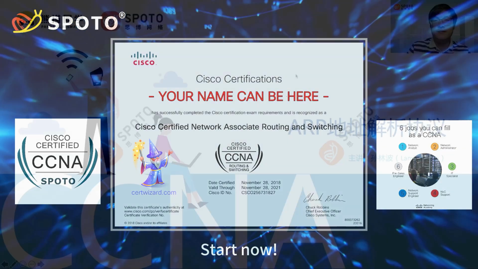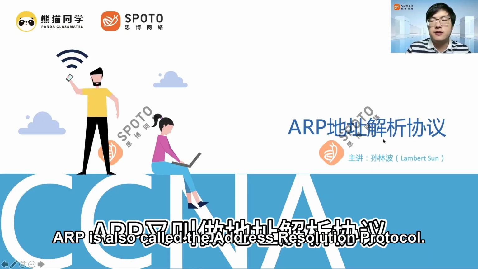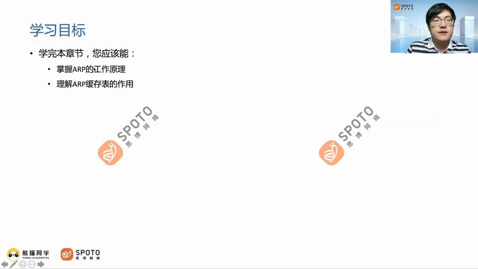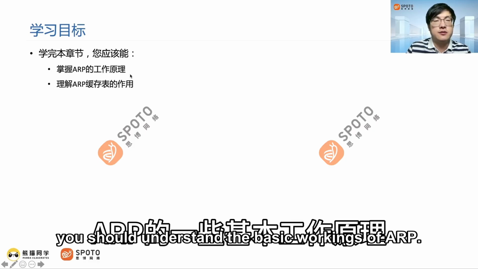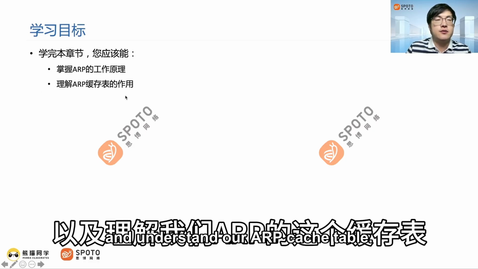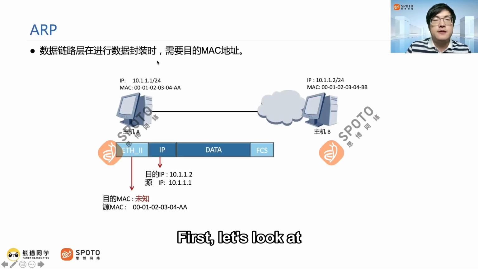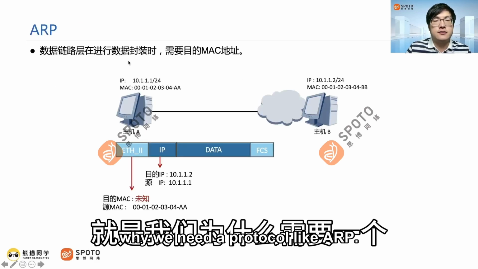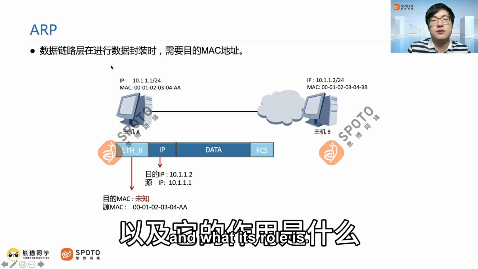Start now! Hello, friend. In this lesson, we'll learn about the ARP protocol. ARP is also called the Address Resolution Protocol. After completing this chapter, you should understand the basic workings of ARP and understand our ARP cache table, its function. First, let's look at why we need a protocol like ARP and what its role is.